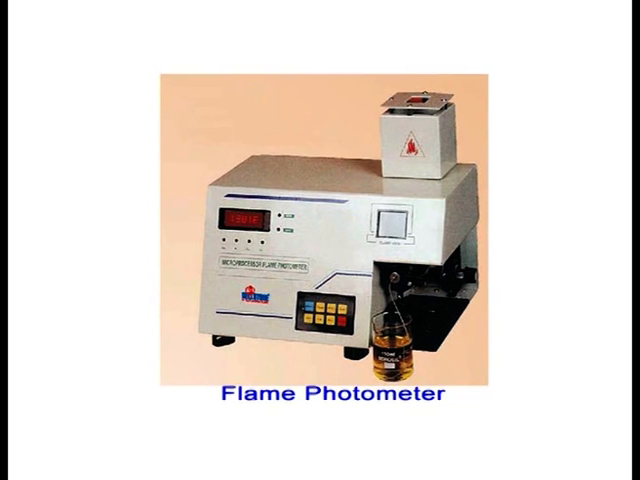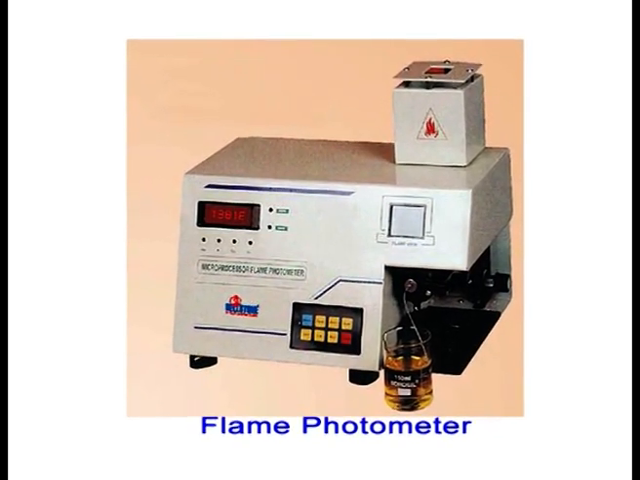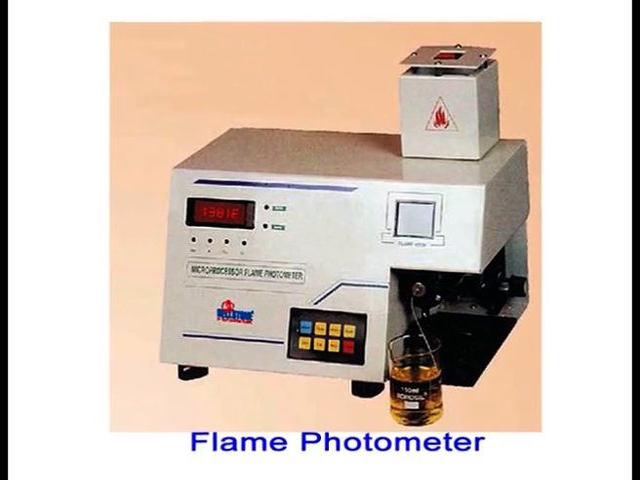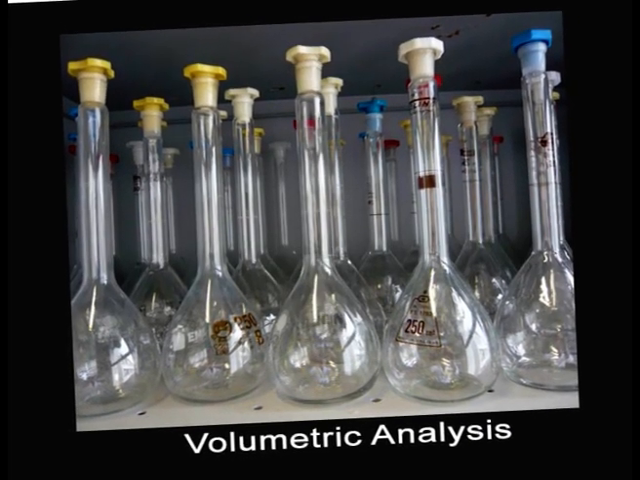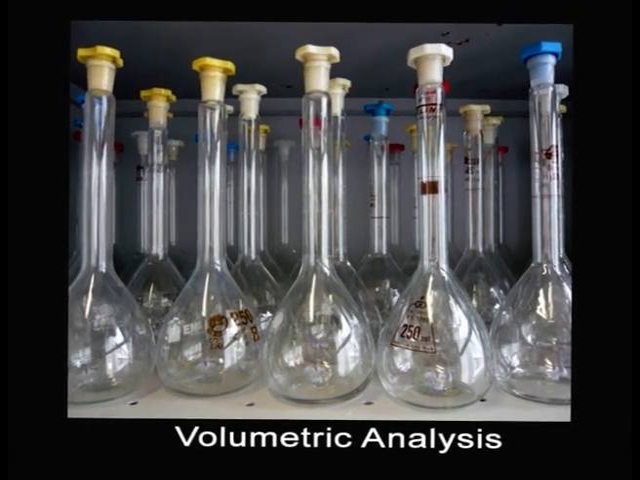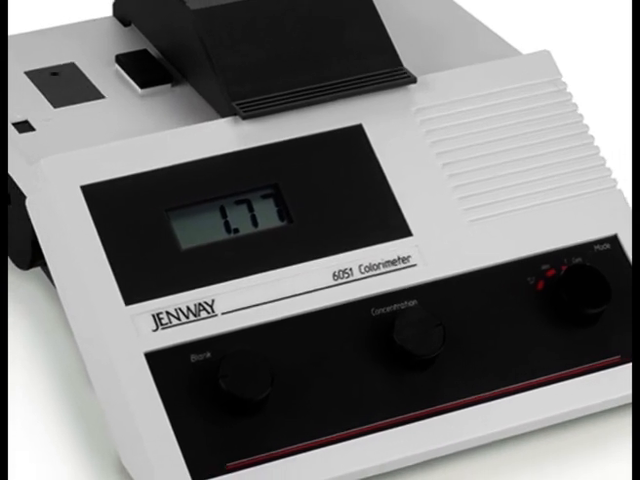Generally, for the determination of calcium, magnesium, sodium and potassium, a flame photometer is used. For the determination of bicarbonate, carbonate and chloride, volumetric analysis is done, and for the determination of nitrate, a colorimeter is used.